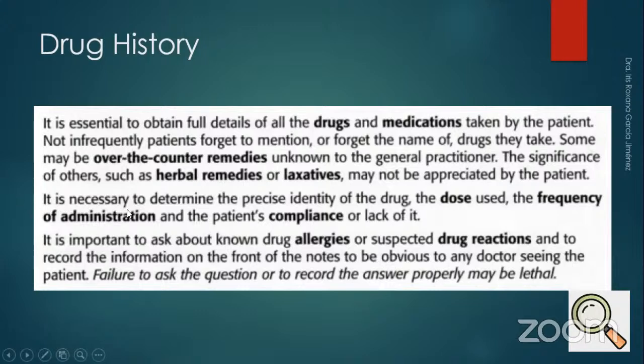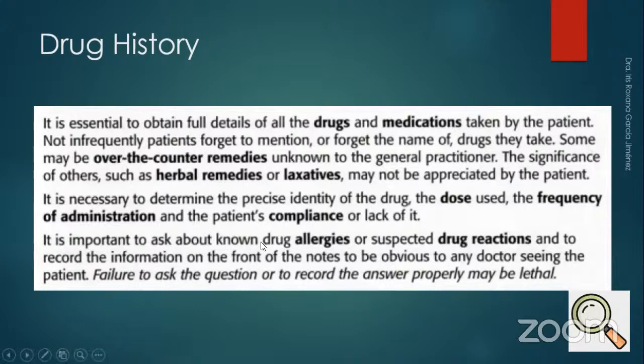It's necessary to determine the precise identity of the drug, the dose used, the frequency of administration, and the patient's complaints or lack of them. We all know why. If the patient is overdosed, because of the indication, or maybe the patient decided to take this, or maybe the frequency is not the correct one, troubles are coming, right? Moreover, if patients don't understand how to take the pill.